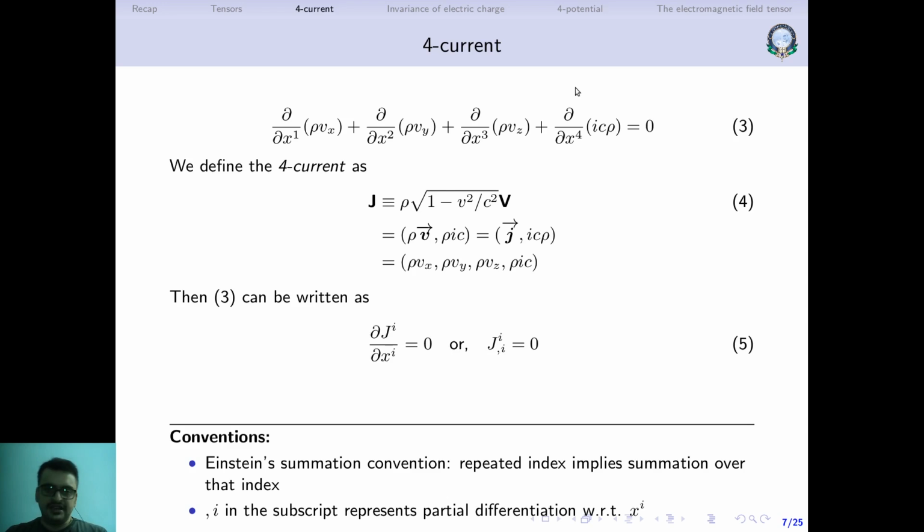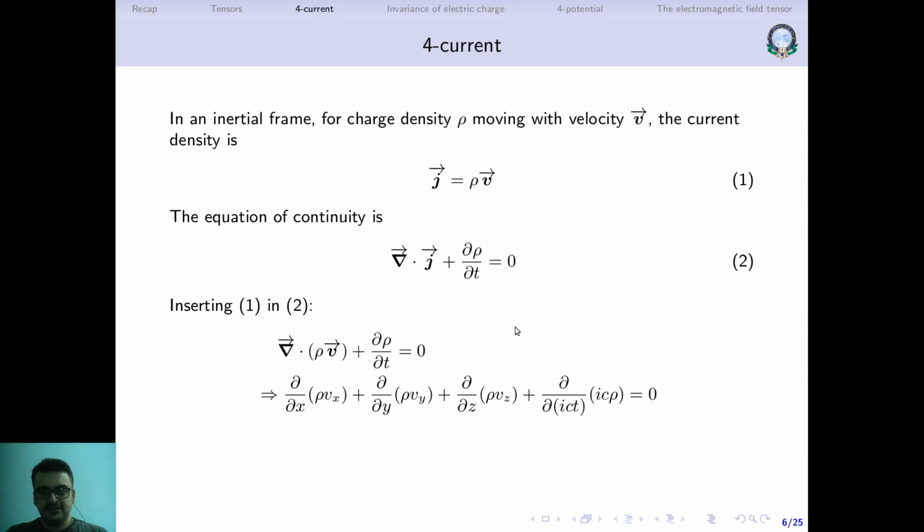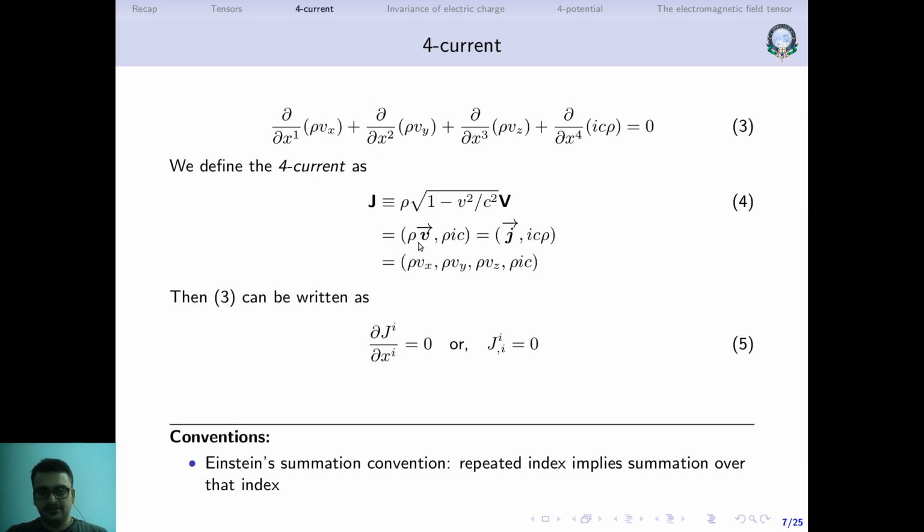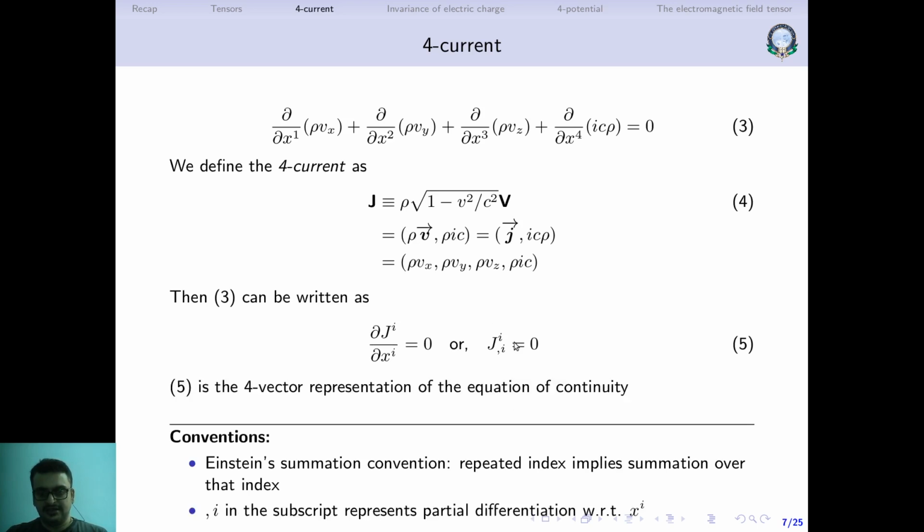So in this way, we can write these equations in a much more compact and elegant way. Equation 5 is the 4-vector representation. This equation, either this or this, is the 4-vector representation of the equation of continuity. That is, this equation of continuity, we are able to write down in a much more succinct form like this.